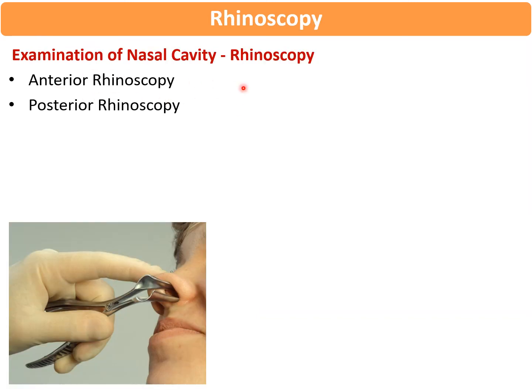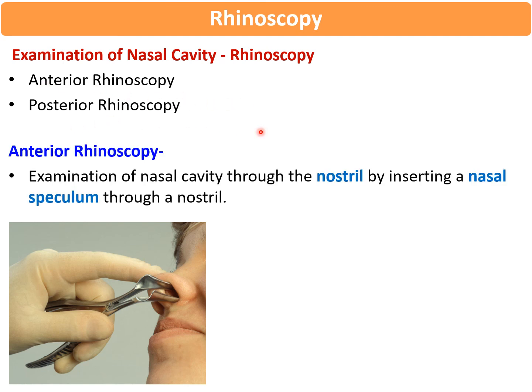Now the procedure which is used to examine the nasal cavity is known as rhinoscopy. And there are two kinds of rhinoscopy. That is, you can view the nasal cavity from its anterior opening, that is through the nostrils, or you can view it from its posterior opening, that is the choanae or posterior nasal apertures. So we have two kinds of rhinoscopy, anterior rhinoscopy and posterior rhinoscopy.